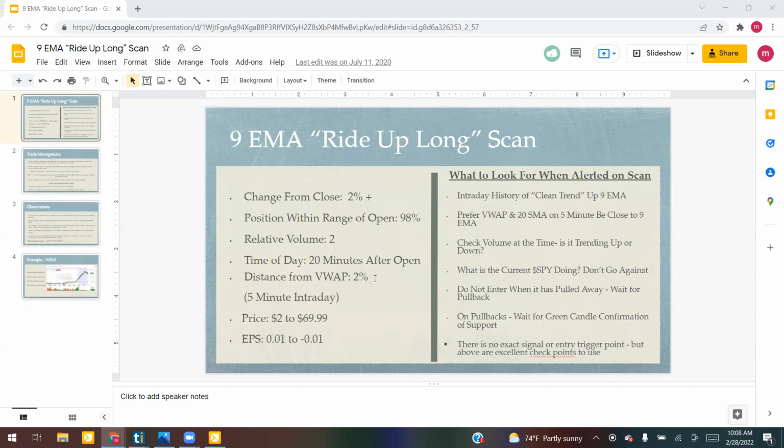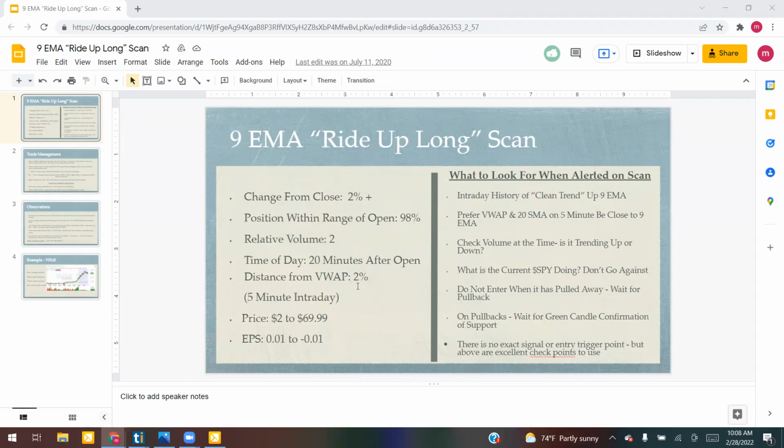Distance from VWAP. We want it to be at least 2% distance from VWAP. Because as we know, VWAP often acts like a magnet. Now, why does VWAP act like a magnet? Because a lot of firms trade to VWAP prices. We use a 5-minute intraday chart.